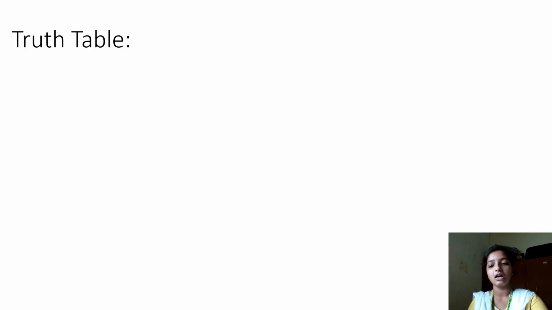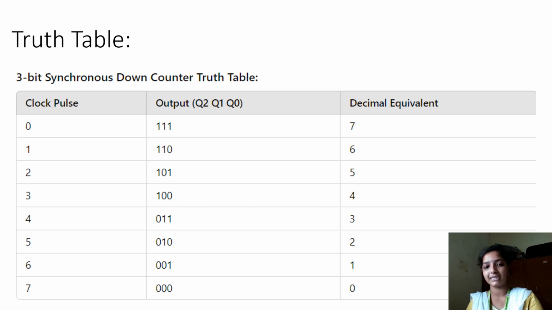with the clock pulses. Truth table. The truth table for the 3-bit synchronous down counter: we can select the clock pulse 0, 1, 2, 3, 4, 5, 6, and so on. The outputs: in a 3-bit synchronous down counter, we have 3 outputs, which are Q0, Q1, Q2. If we give 0 as the clock pulse, we produce Q2 is 1, Q1 is 1, and Q0 is 1. And the decimal equivalent value of 111 is 7.